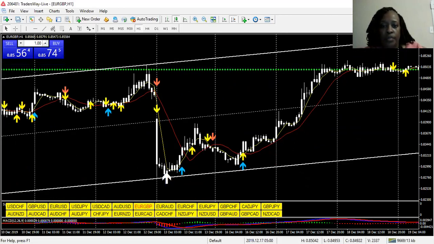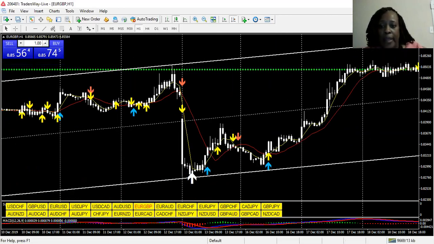Let's start over here. All right. So you come to the market, right? You come to your chart and you see the big arrow, right? This white one right here is the big arrow. Now, the big arrow tells you to watch the pair, okay? It does not mean get in. It just says watch the pair.